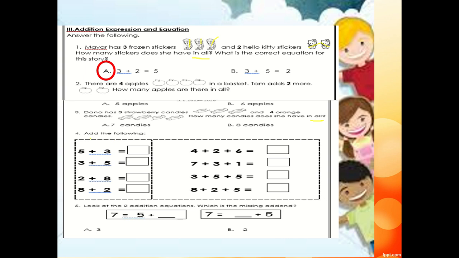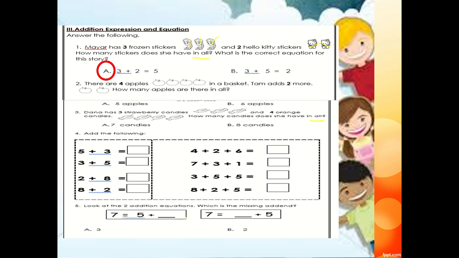For number 4, you will add the following. I will give you time to do it by yourself. So, just write your answer inside the box. Okay, let's proceed in number 5.